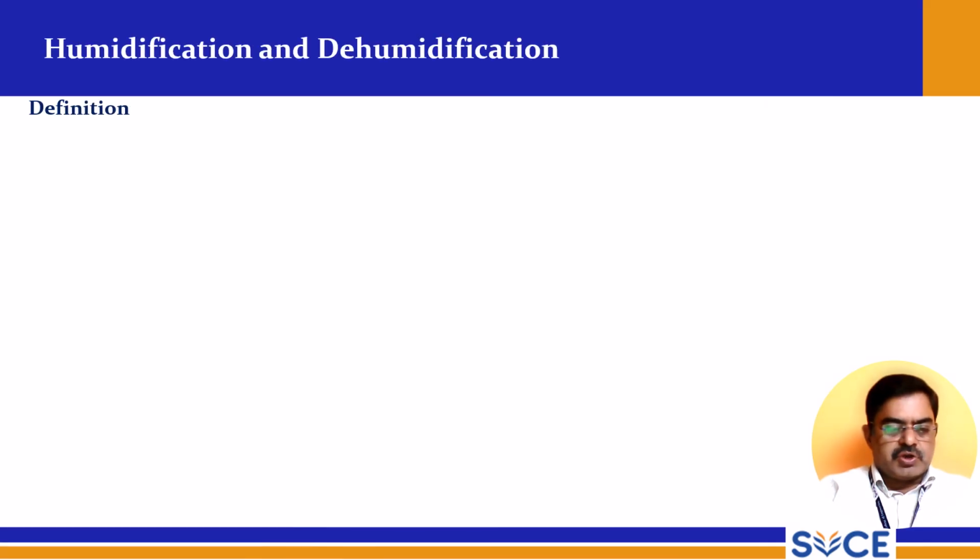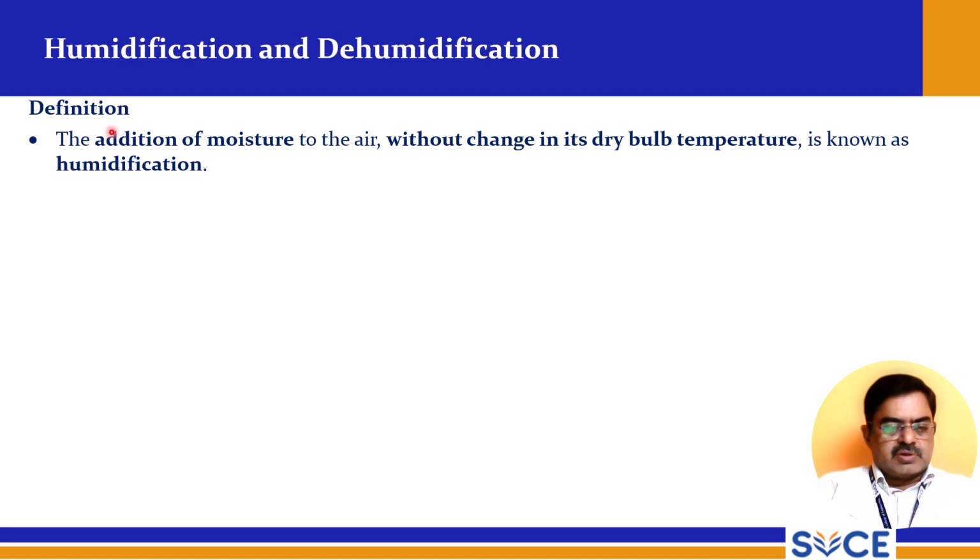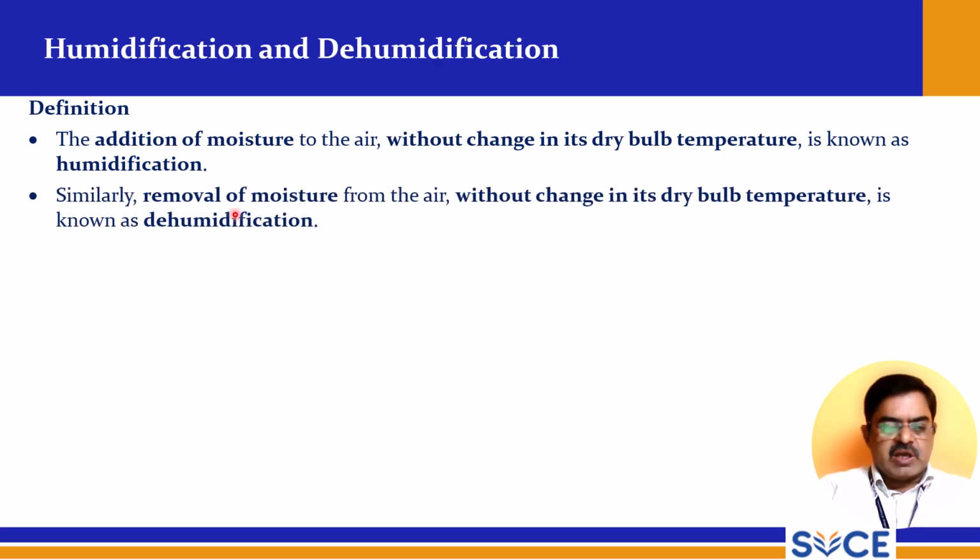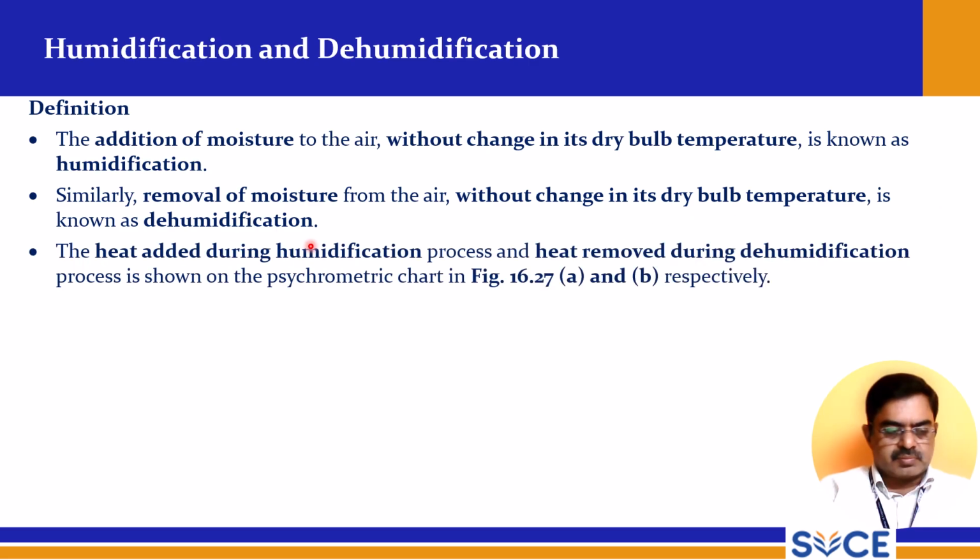So humidification and dehumidification. Here, the addition of moisture to the air without changing its dry bulb temperature is known as humidification. Similarly, removal of moisture from the air without changing dry bulb temperature is known as dehumidification. The heat added during the humidification process and heat removed during the dehumidification process is shown on the psychrometric chart, so I will show you the observation on the psychrometric chart.